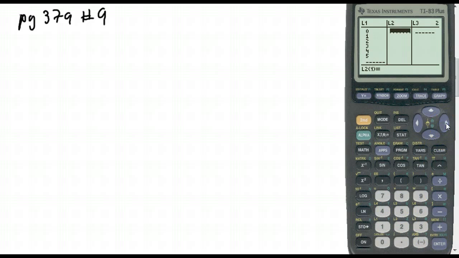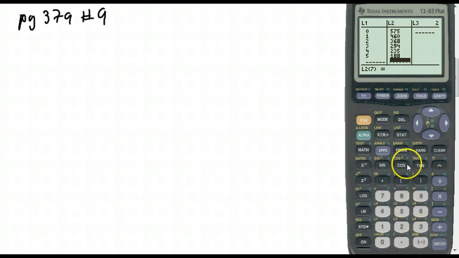And we'll arrow over. And here we're entering our populations, which are 575, 460, 368, 294, 235, and 188.